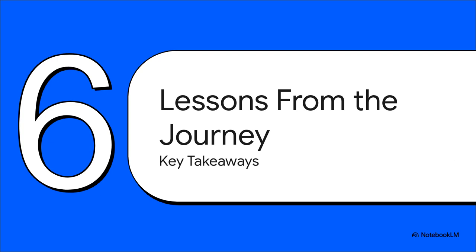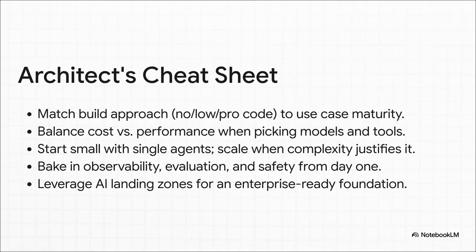Phew! So after this entire journey, from a simple concept all the way to an enterprise-ready agent, what are the most important lessons for a solution architect to walk away with? Let's just break it down and crystallize them. Here it is, your architect's cheat sheet for Agentic AI. Number 1, match your build approach to how mature your use case is. 2, be picky with your models and tools. Always balance costs against performance. 3, start small with a single agent. 4, bake in observability and safety from day one. This is never, ever an afterthought. And 5, always build on the secure foundation of an AI landing zone.